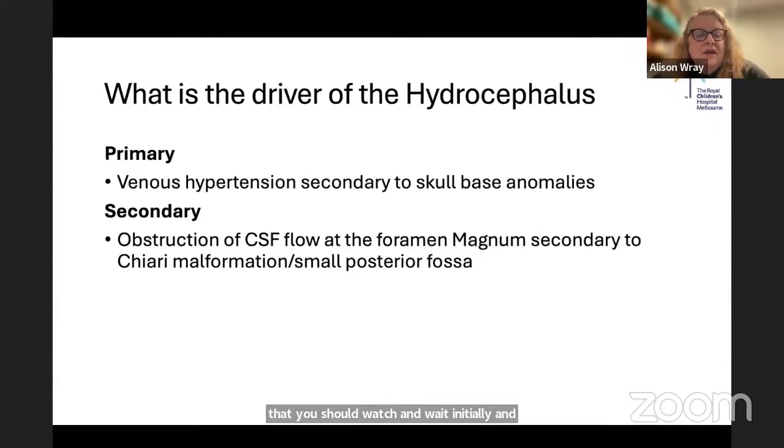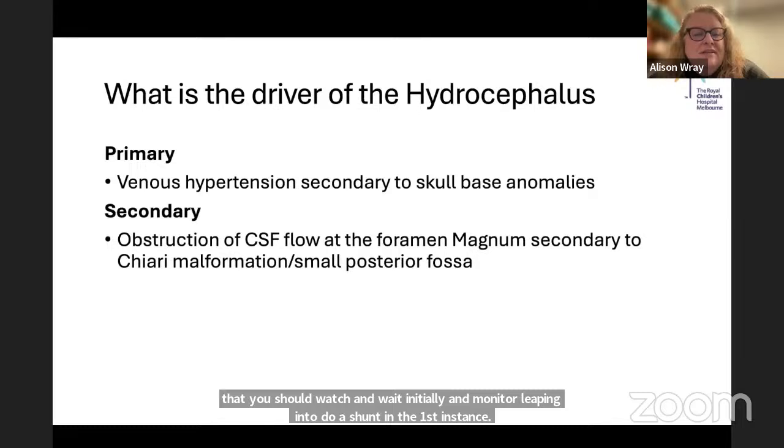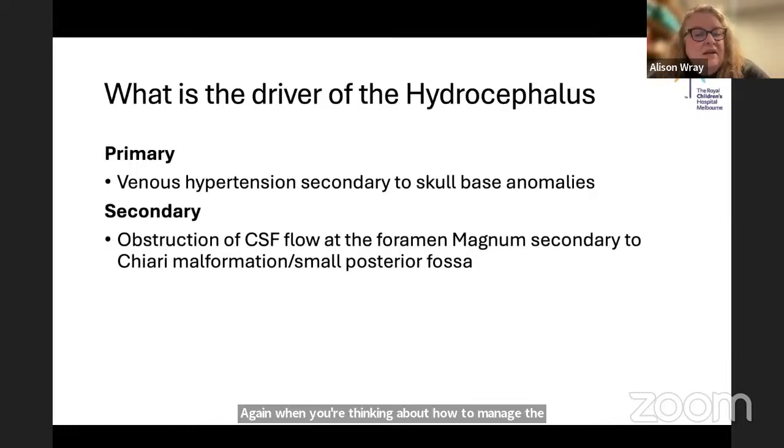Again, when you're thinking about how to manage the hydrocephalus, I have a bias in that I try to avoid shunting if I can. And so my thought processes are always around why has this child got hydrocephalus? And what are the features of their syndromic craniosynostosis that is causing the CSF circulation disorder? Now, often that is venous hypertension secondary to the skull base anomalies.